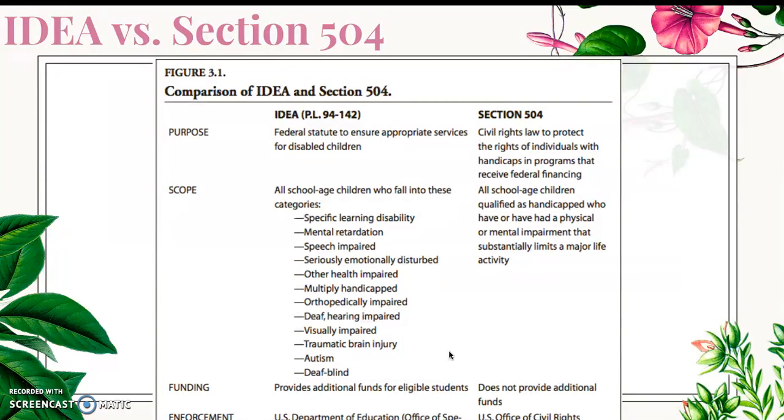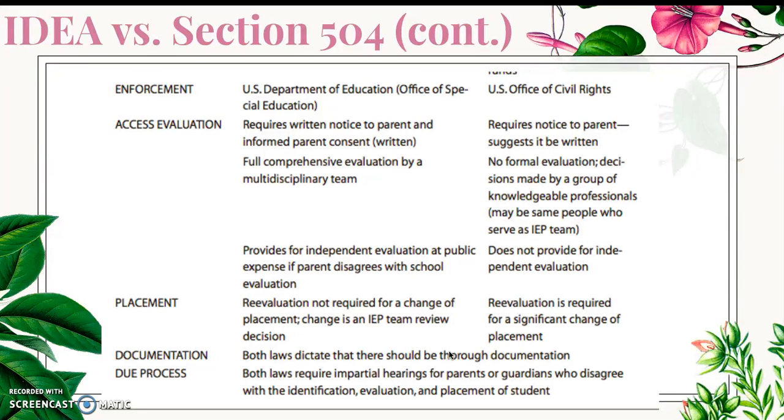So the scope for IDEA is all school-age children who fall into these categories, and then there's a list, and I'll name a few: specific learning disability, mental retardation, speech impaired, seriously emotionally disturbed, and so on and so on. And for Section 504, all school-age children qualified as handicaps who have or have had a physical or mental impairment that substantially limits a major life activity. Funding for IDEA provides additional funds for eligible students, and Section 504 does not provide additional funds, and so on and so on. And this continues that.